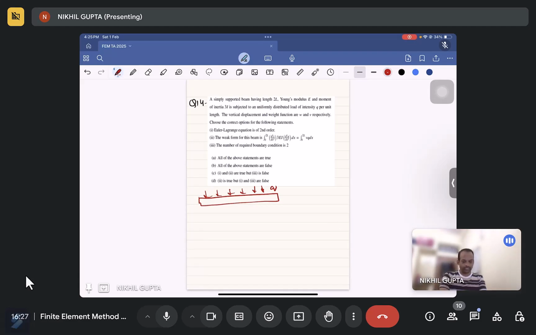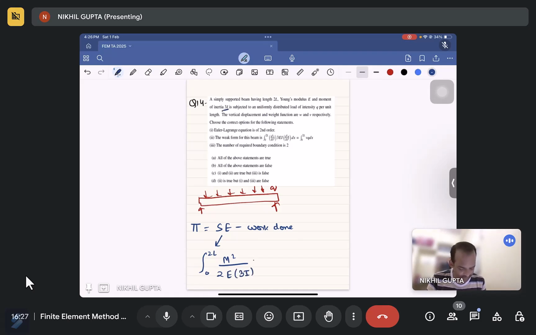So we have solved potential energy for an axially loaded bar. Now we have a bending problem of a beam. So let's start finding the potential energy function for a simply supported beam with moments and all, with Q naught as a distributed load. So pi, as we know, is strain energy minus work done. Strain energy we can write as integral 0 to 2L of M square by 2E, and here I is given as 3I, so we write 3I, dx, minus integral 0 to 2L of Q naught W dx. This is the work done.